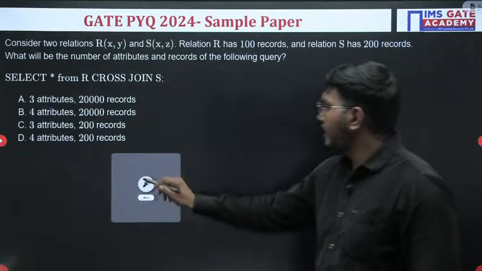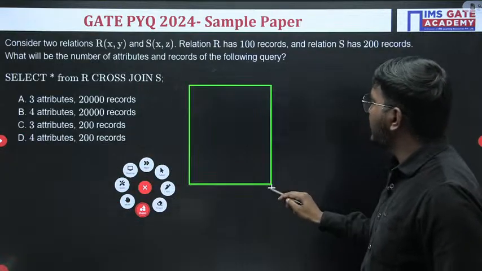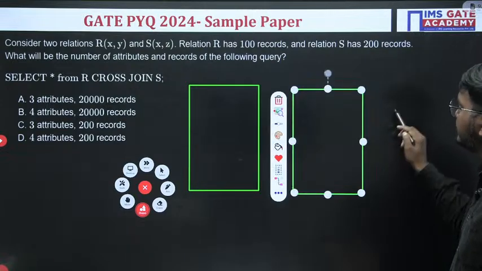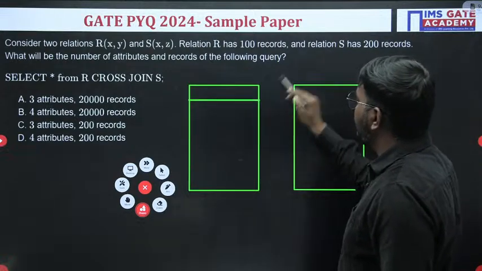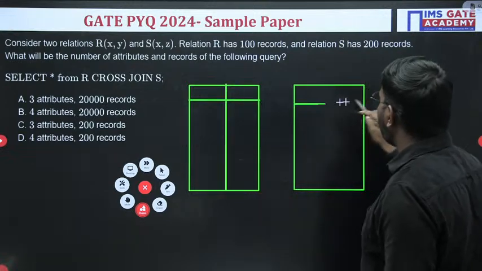Let me just draw the table here. I am drawing both the tables here. The first is our R and the second is S. R has 2 attributes, X and Y. S also has 2 attributes.